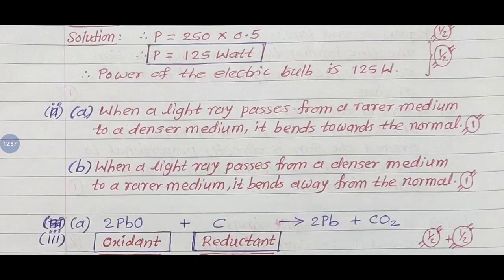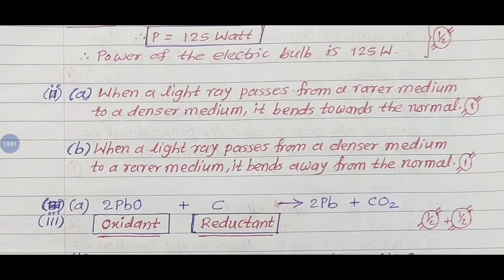And in B diagram, when a light ray passes from denser medium to rarer medium, it bends away from the normal. So you underline, it bends away from the normal. This is the correct answer. So you are getting 1 more mark. So in this way you are getting 2 marks for that answer.